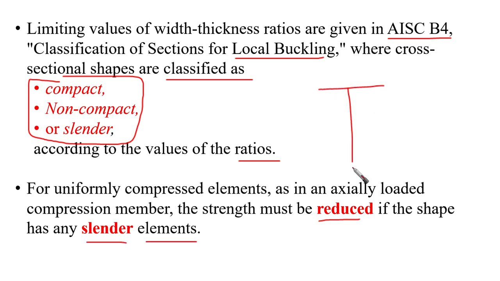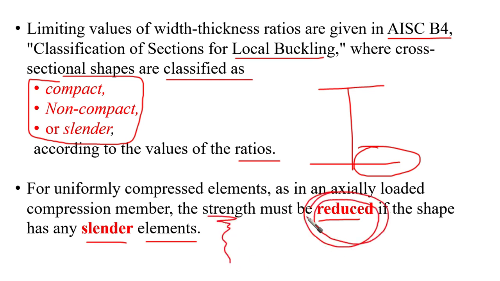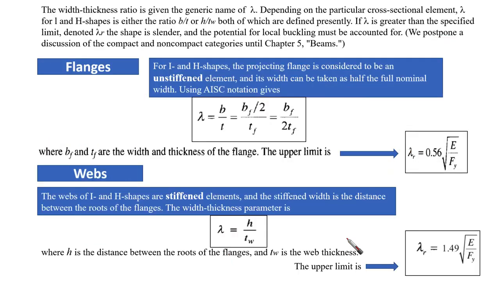That's right. If you have one of the elements that is going to be slender, like the flange, for example, then whatever the type of the strength that we have calculated before, it must be reduced, as we are going to see. The width thickness ratio is given the generic name lambda. We're going to talk about what width and what thickness, depending on the particular cross-sectional element.